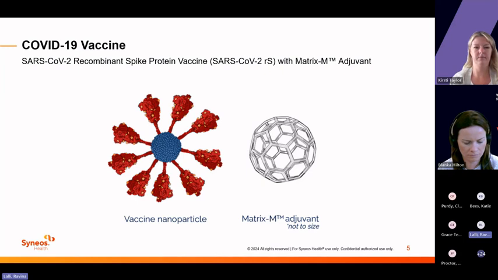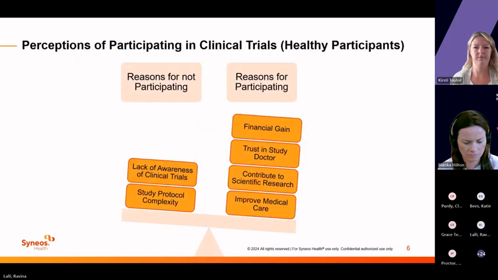Now I've explained the background of the vaccine, it is important to understand the perception of participating in clinical trials in determining recruitment strategies. Healthy participants tend to be more challenging to recruit due to concerns around risks associated with the study drug. This means they do not have the immediate benefit of improved health versus risk as healthy participants would, for example, in a phase 3 oncology trial.